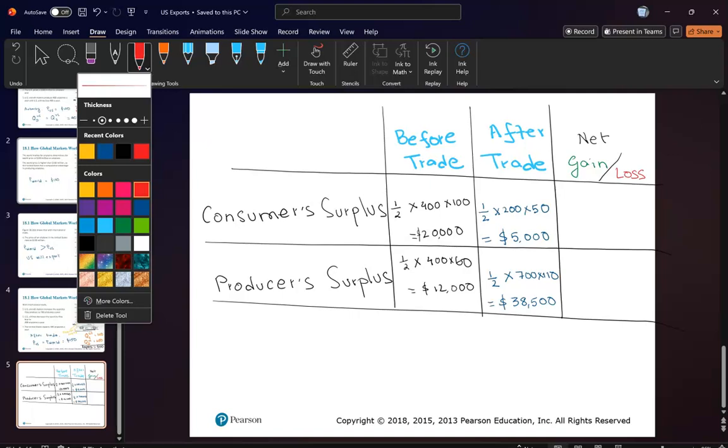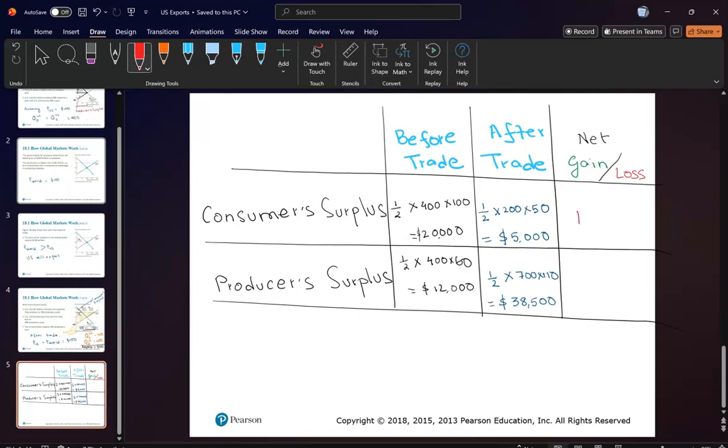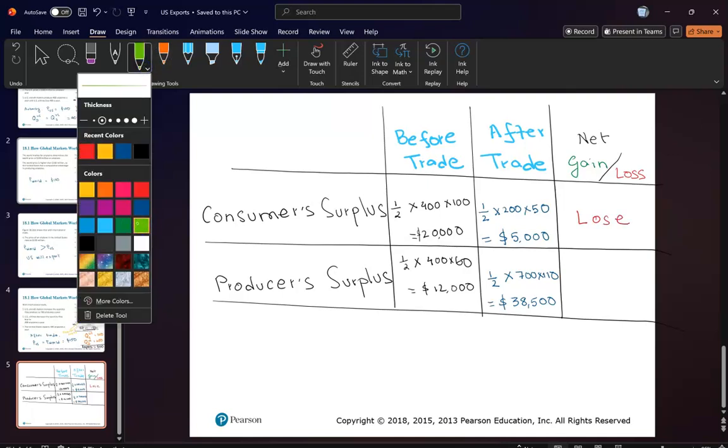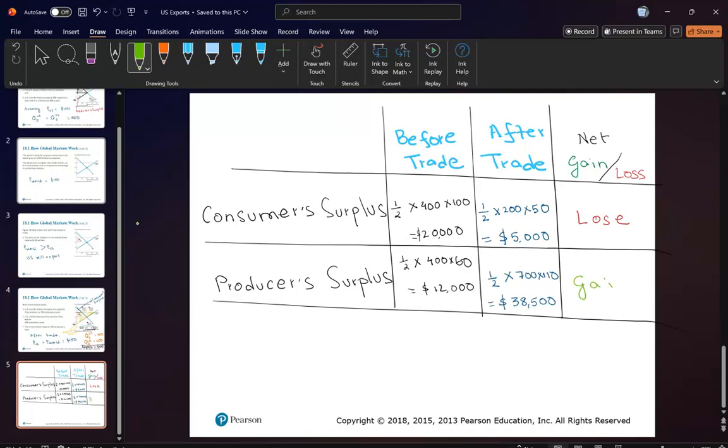Now, regarding who gains and who loses after the US starts exporting, the consumers will lose. However, the US producers will gain from US exports. But if you look at the net gain, the new producer surplus is greater than the new consumer surplus. The net gain is positive. All right, that's it for now.